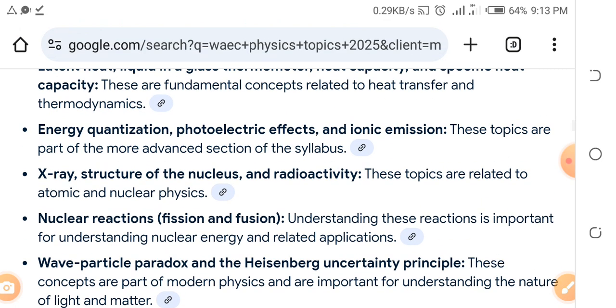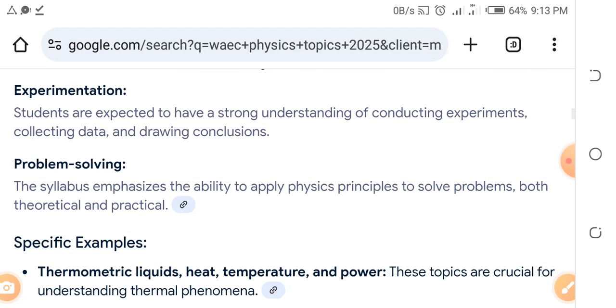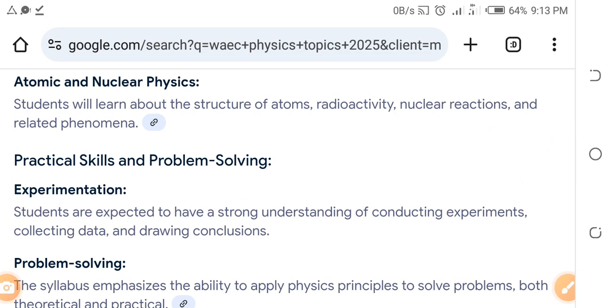Study things like nuclear reactions, fission and fusion. Fission, this one came out also in JAMB, right? It will also come out in NECO. So study fission and fusion, study the wave-particle paradox and the Heisenberg uncertainty principle. These are the areas, these things I mentioned, as you prepare to enter your physics hall for your WAEC exam. Study up this thing, read up these things, write them down, do your final revisions. Also do the calculations and everything.